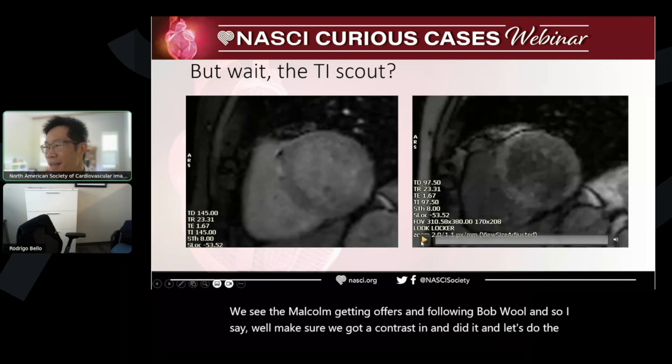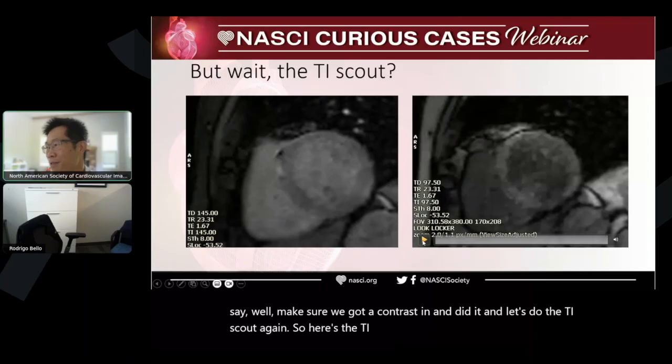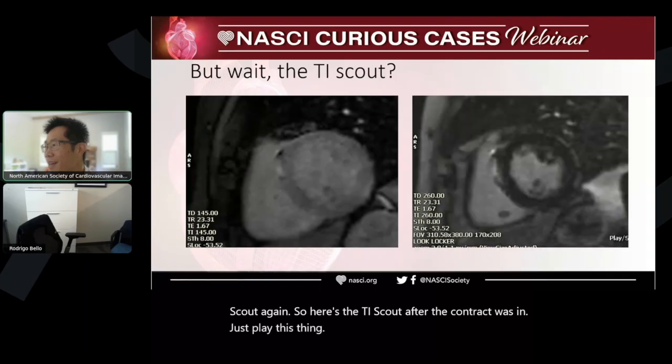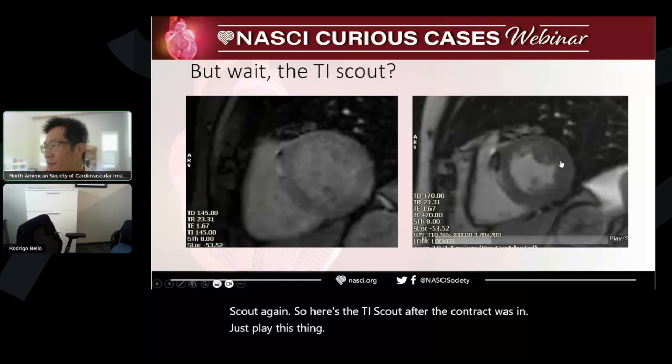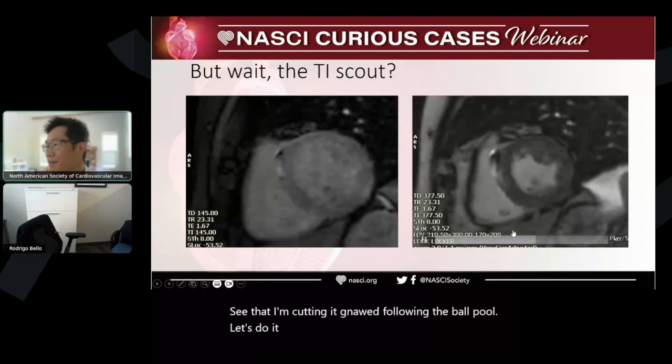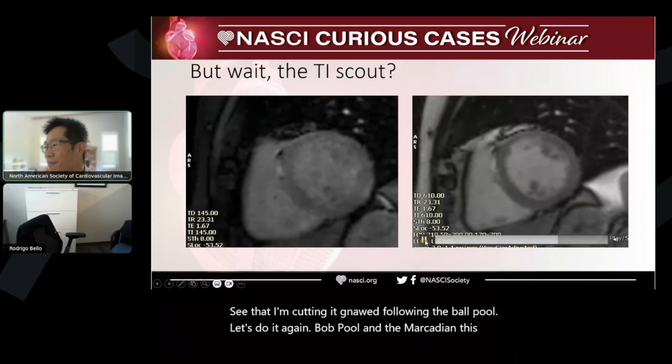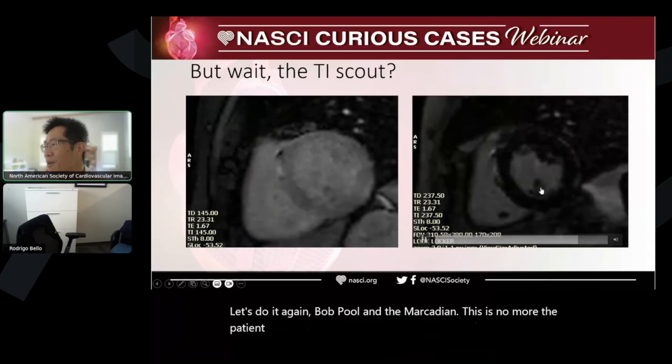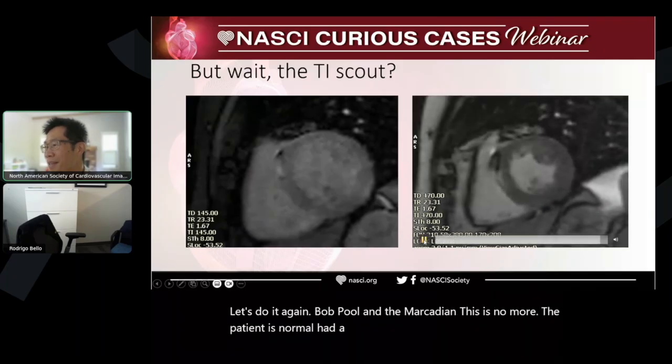So here's the TI scout after the contrast was in. Let's play the scene. Did that? Myocardium gets nulled, following the blood pool. Let's do it again. Blood pool and then the myocardium. This is normal. The patient had a normal TI scout, which is Look-Locker sequences.